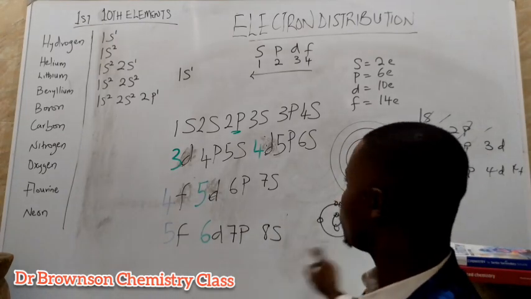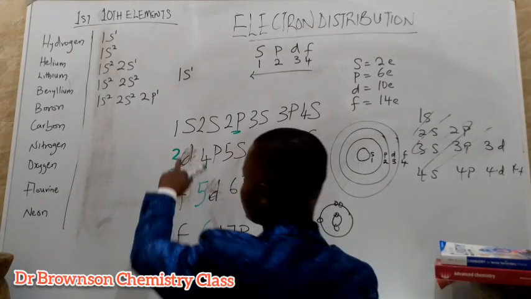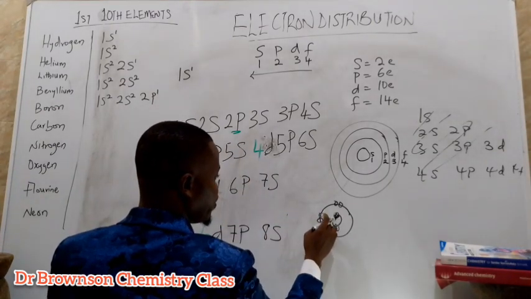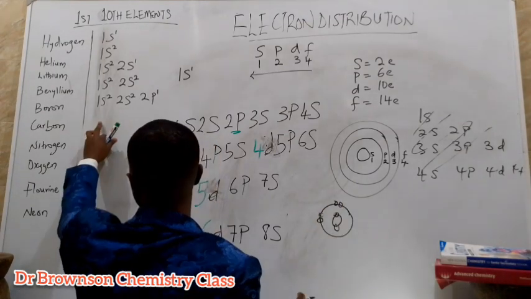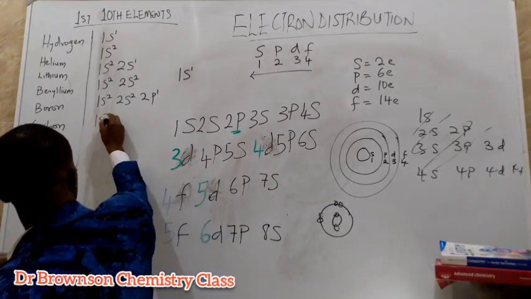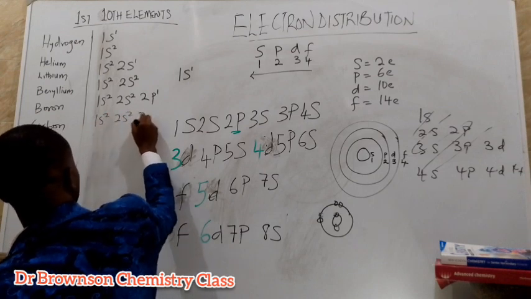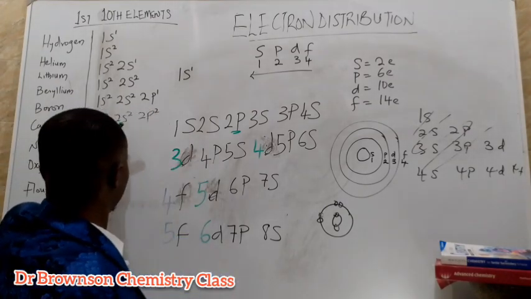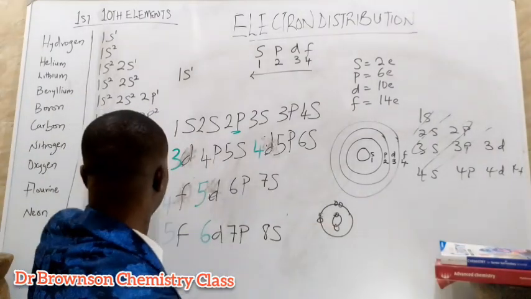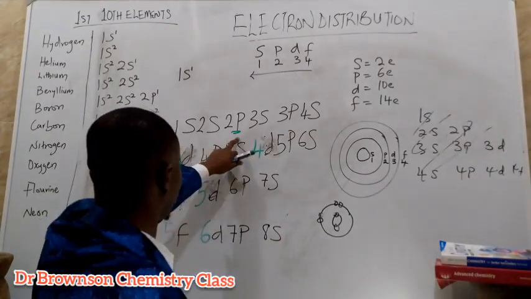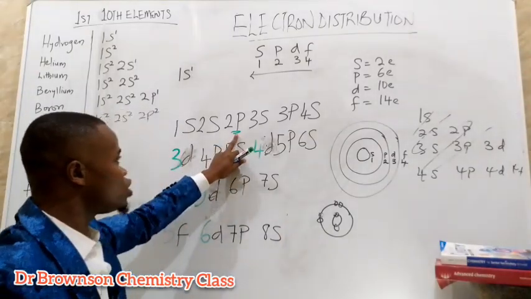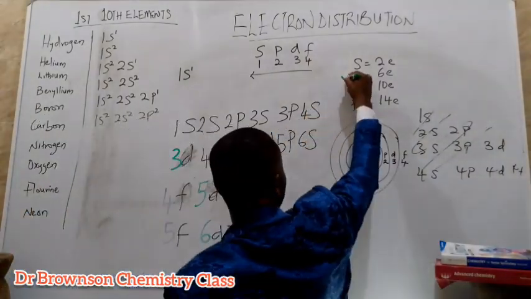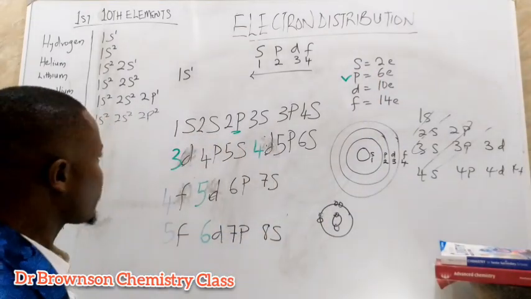So the next one is carbon. Over here we have carbon with another electron, 1, 2, 3, 4, 5, 6, right? So we have it to be 1s2, 2s2, 2p2. 2 plus 2 plus 2 is 6. Now the p orbital can contain only 6 electrons.